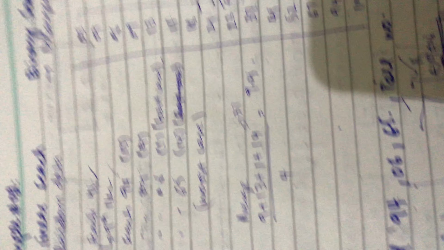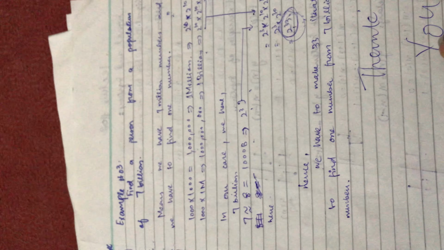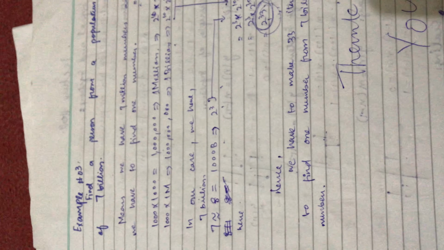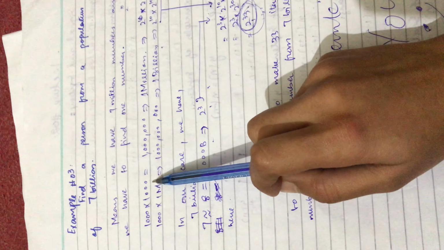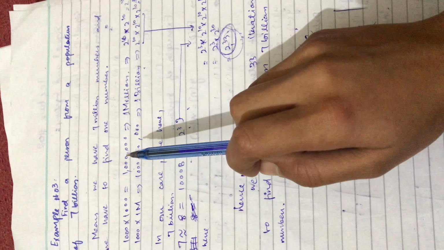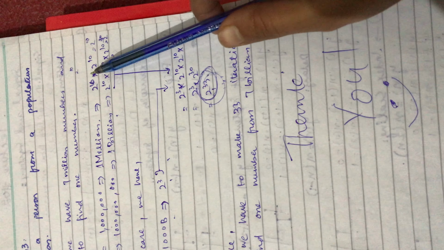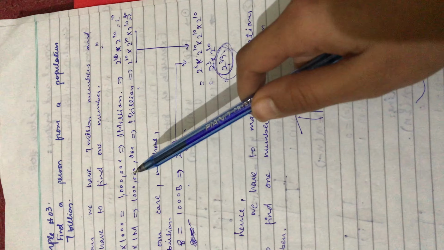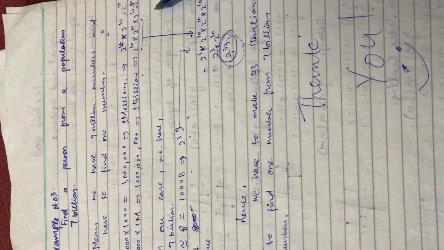The third example is again related to this. For example, if we have a population of 7 billion and we want to find a person from the population, we'll see how we can find that. 7 billion: when we multiply 1000 with 1000, it's 1 with 6 zeros, which is actually equal to 1 million. It will be equal to 2 raised to power 10 into 2 raised to power 10, and when we again multiply it with 1000, it will be 1 billion, which is equal to 2 raised to power 30.